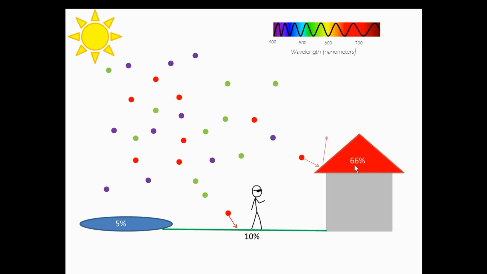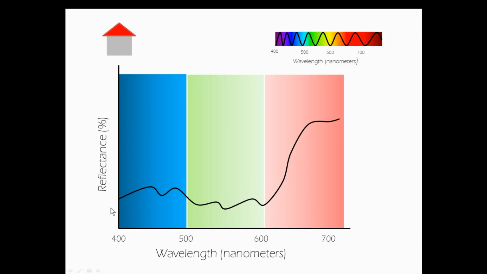And we can see this if we examine the plot of wavelength versus reflectance for the red roof. So wavelength is plotted on the x-axis, and reflectance is plotted on the y-axis, and expressed as a percent. And we can see that for photons with wavelengths in the blue and green regions, between 400 and 600 nanometers between waves, reflectance is relatively low. That is, a relatively low percentage of photons in these wavelengths are reflected by the red roof. But if we examine photons with wavelengths in the red region, between 600 and 700 nanometers, we can see that a much higher percentage of these photons are reflected, which is why we perceive the roof as red.